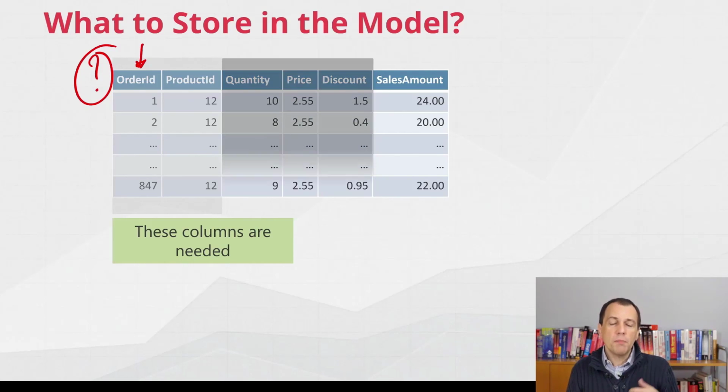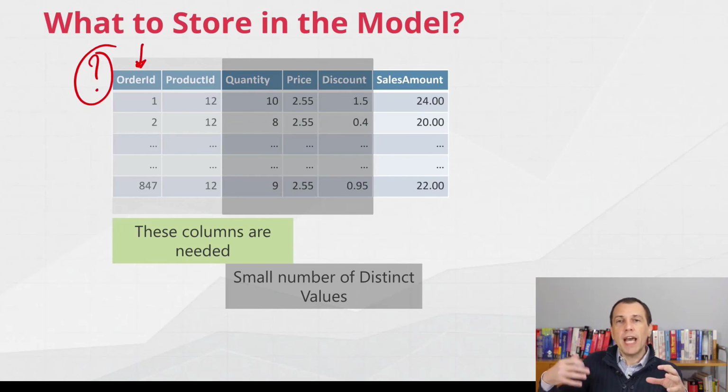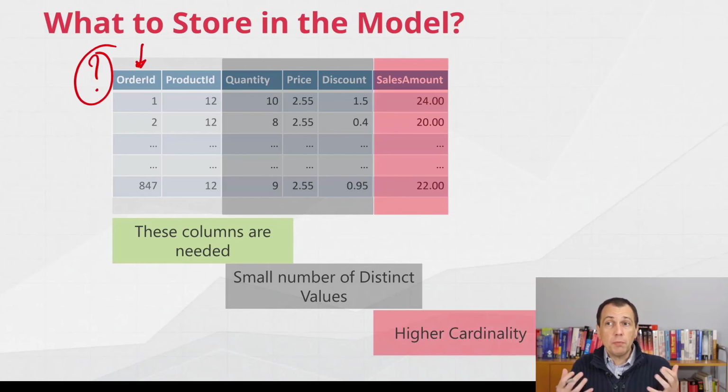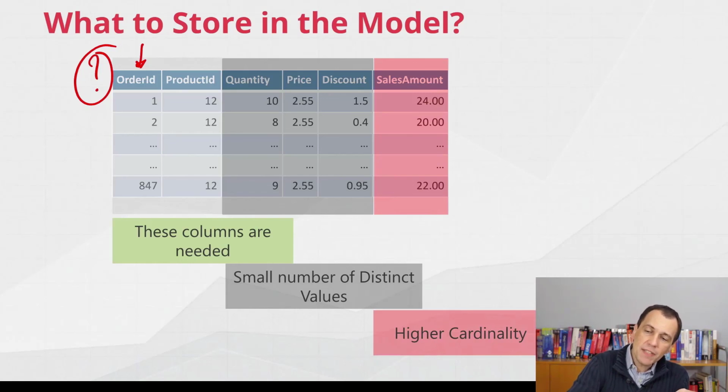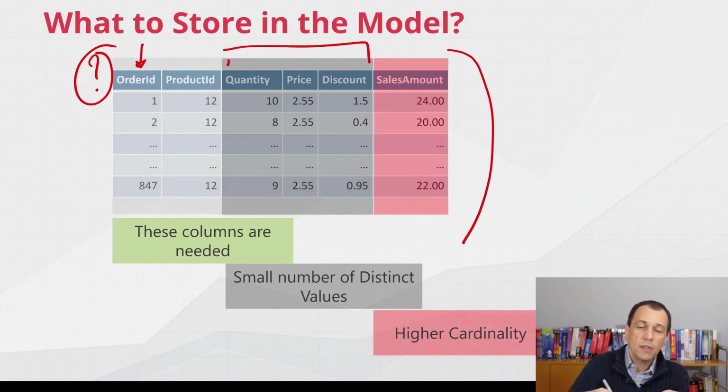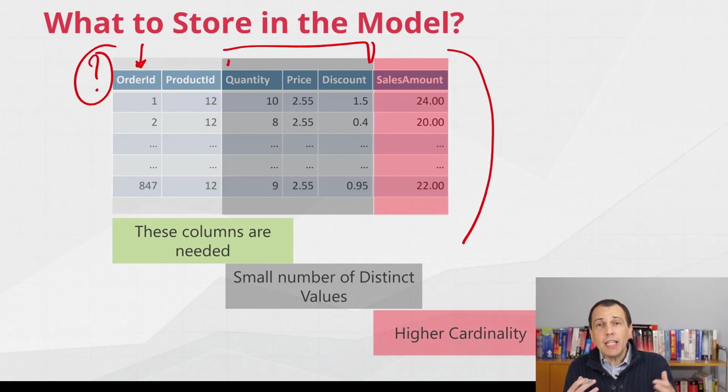Then we have the quantity, the price, and the discount, and maybe we have this sales amount, which is the result of a formula applied over quantity, price, and discount. Now, in terms of number of unique values, usually quantity, price, and discount have a smaller number of unique values compared to sales amount. Sales amount will probably have a larger number of unique values, and so the sales amount size in memory tends to be bigger than these three columns together, but really it depends.